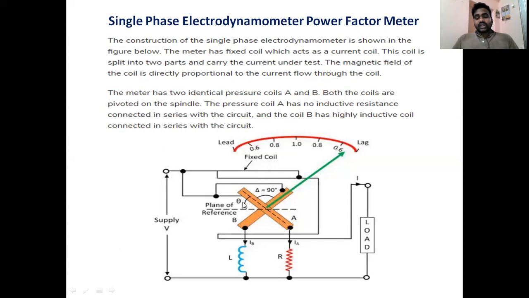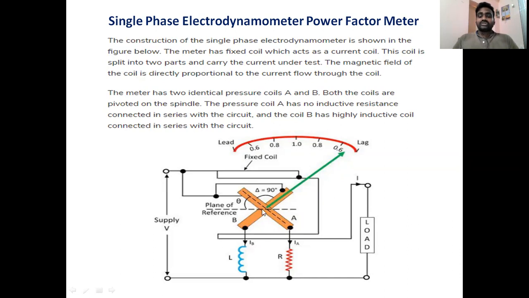Next, the potential coil, or pressure coil, or voltage element is connected in parallel to the supply voltage. The moving coil is split into two parts. The magnetic field of the fixed coil current is directly proportional to the current flowing in the moving coil. The pressure coil is split into coil A and coil B.